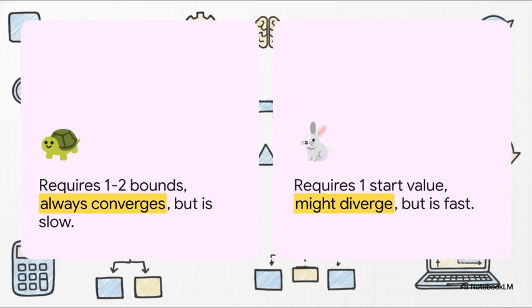They only require a single starting value. But notice the massive trade-off we're making here. Because open methods aren't locked safely inside a bracket, they have the real potential to diverge. Basically, they can just fly off into infinity and completely miss the root. But, and this is a big but, when they do converge, they find that answer significantly faster than bracketing ever could. It's just your classic engineering trade-off, speed versus stability.